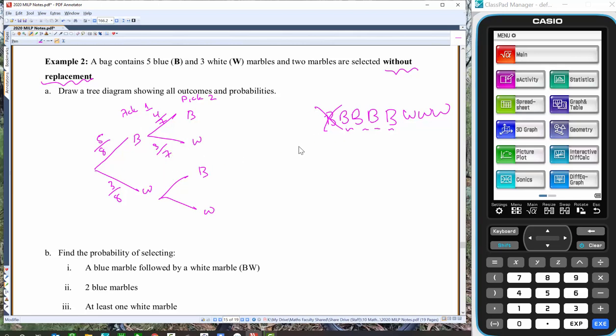Now down here, we've got a scenario where the white was selected first. So we would put that one back in and select a white first of all. Now what are the chances of getting a blue? Well, there are 5 of them in the bag, of which there are 7 in total. What are the chances of getting a white? Well, we've got 2 whites left over, a total of 7 marbles.